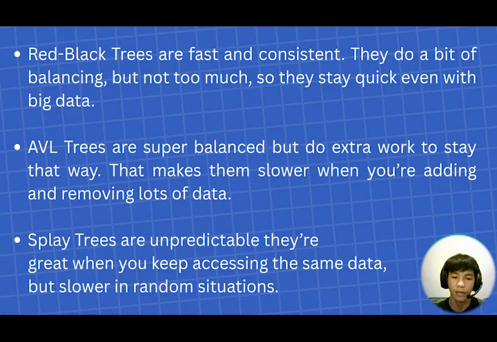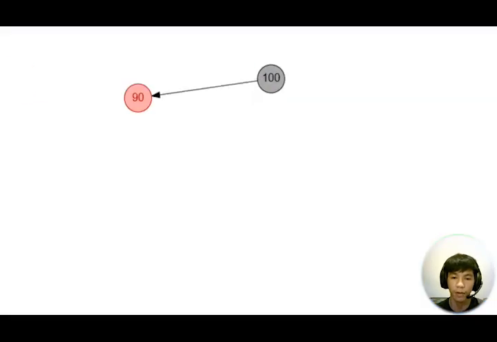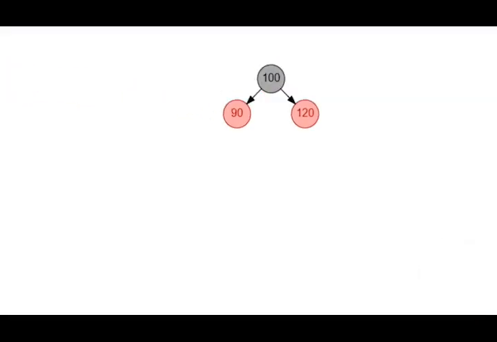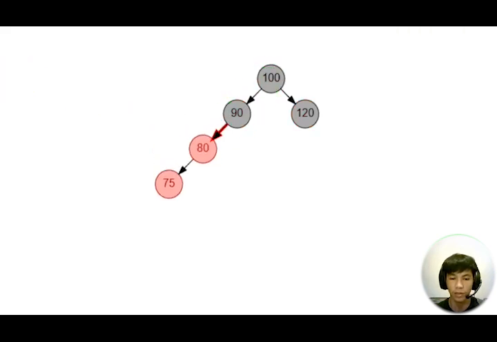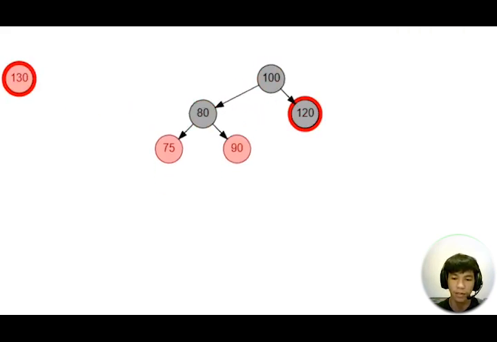In our test, the red-black tree was the most reliable overall. It's not always the absolute fastest in every category, but it handles changing data really well. It's exactly what many real apps in systems need.